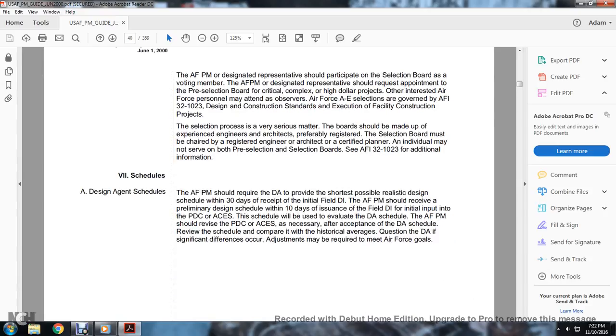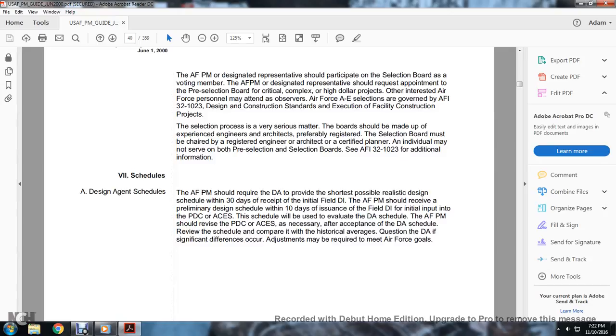Seven, schedules. Designing agent schedule. The Air Force program manager should require the DA to provide the shortest possible realistic design schedule within 30 days of receiving the initial field design instruction. The Air Force program manager should receive the preliminary design schedule within 10 days of the issuance of the field design instruction, with input from the PDC and ACES. The schedule will be used to evaluate the DA schedule.